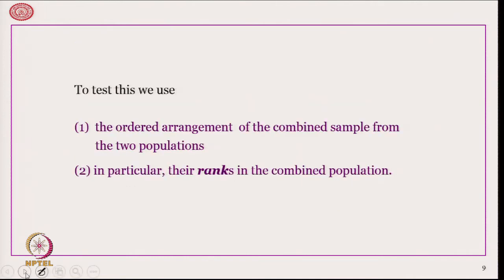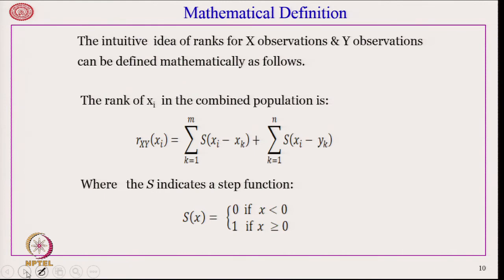To test this, we use the ordered arrangement of the combined sample from the two populations, in particular their ranks in the combined population. Mathematically, we can define the rank for x observations and y observations in the following way. The rank of x_i, the ith x observation in the combined population, is R_XY(x_i). This is equal to the summation over k equal to 1 to m of S(x_i minus x_k), plus the summation over k equal to 1 to n of S(x_i minus y_k), where S indicates a step function which is 0 if x is less than 0 and 1 if x is greater than or equal to 0.